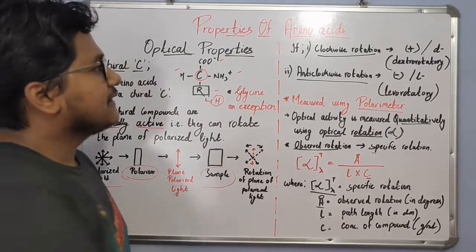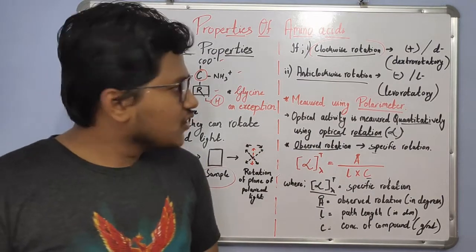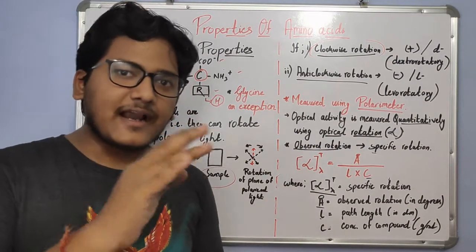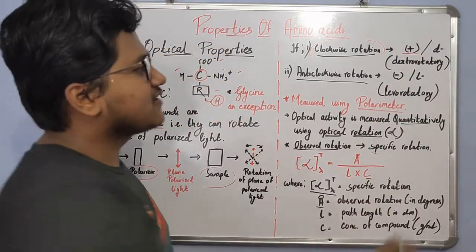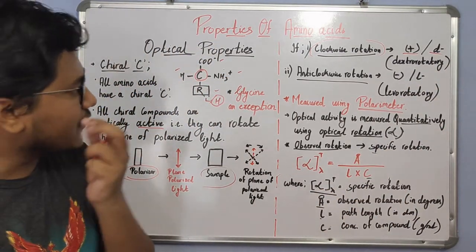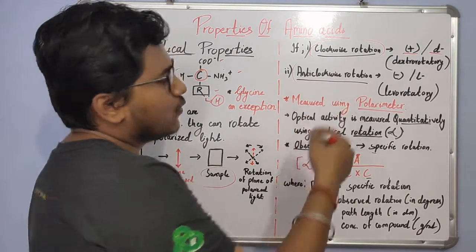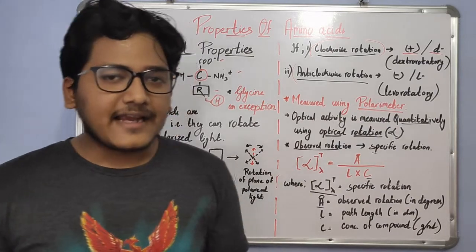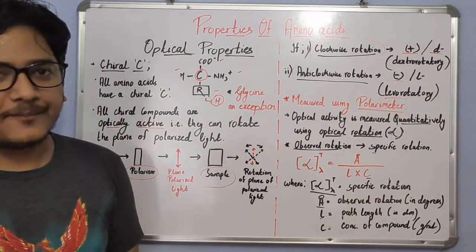The first one is that the rotation is in clockwise direction. If the observed rotation is clockwise, that is towards the right, it is considered as positive and denoted by small d, which is actually short form for dextrorotatory. Whereas if the sample rotates the plane of the polarized light in anti-clockwise direction, it is negative, that is minus, or considered as levorotatory.